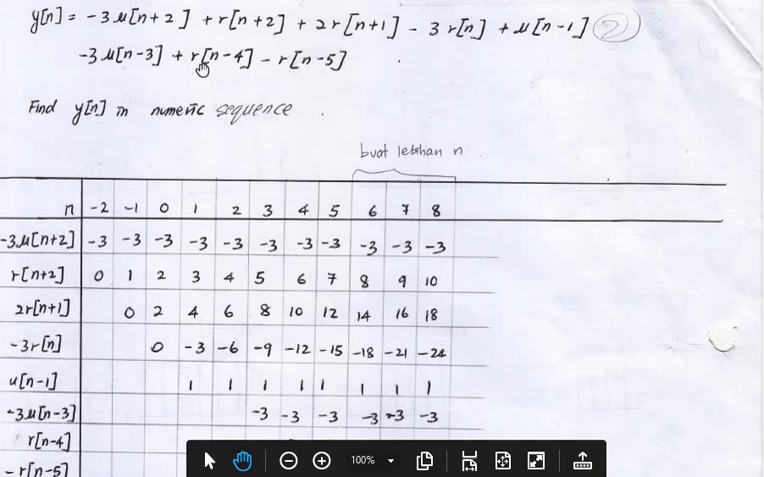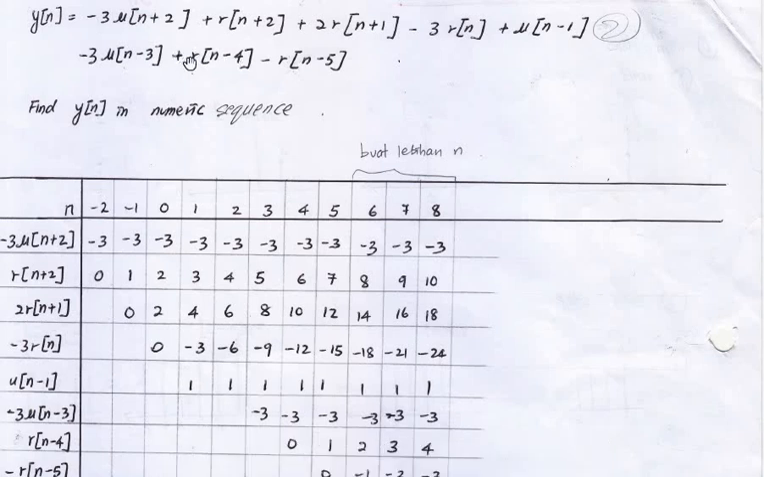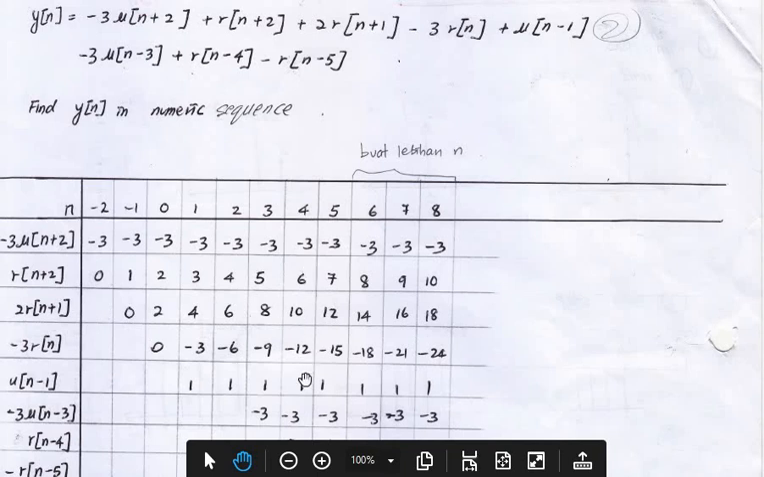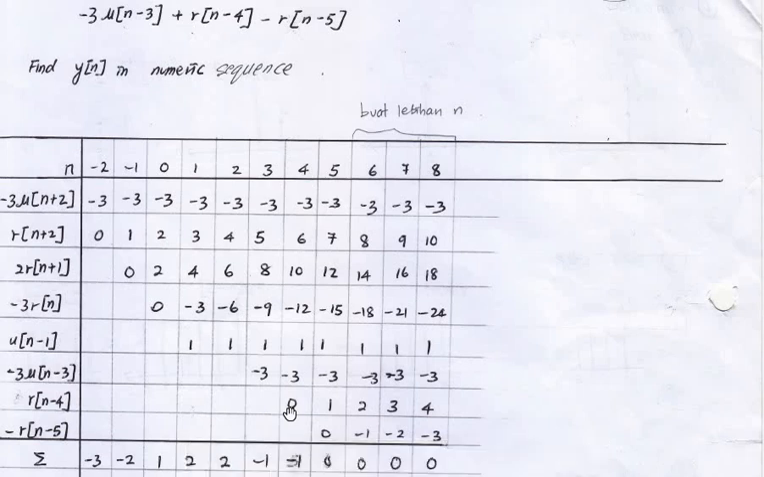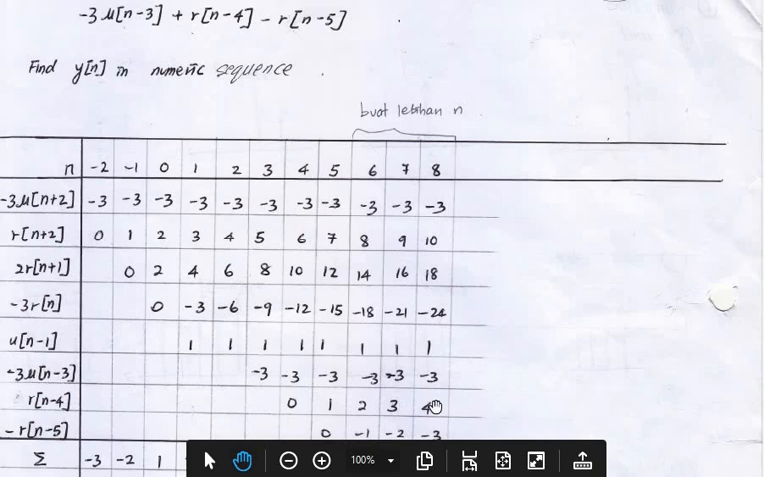Next signal is r[n-4]. It's a ramp signal starting from n equals 4, each increment is 1. So you must always remember it starts from 0. A ramp signal always starts from 0. So 0, 1, 2, 3, 4. Class, if you look here, the original signal starts at n equals 5. That's why I asked you to add the extra 3 columns here so that you can write down another 3 values.